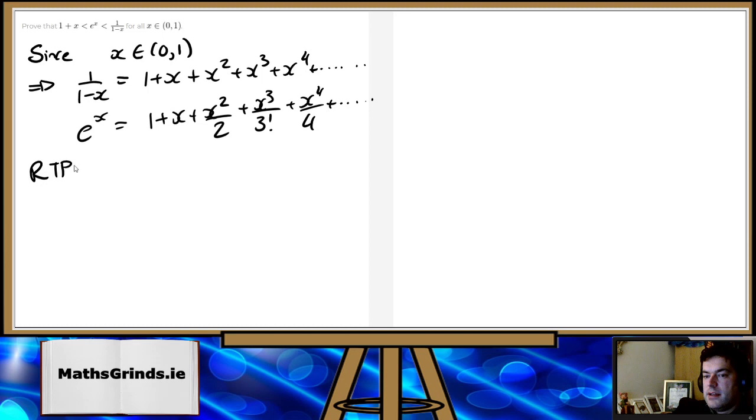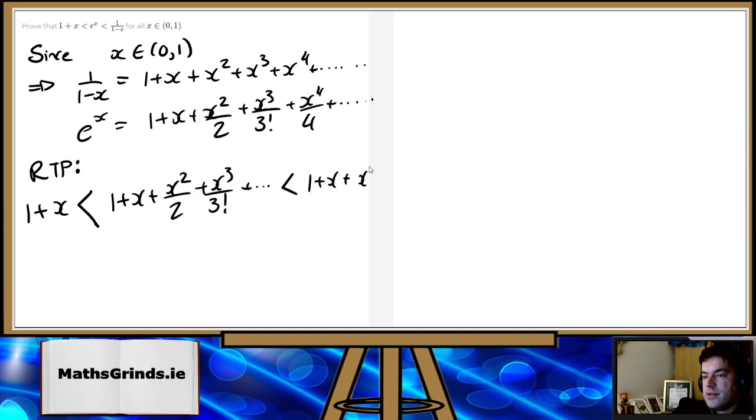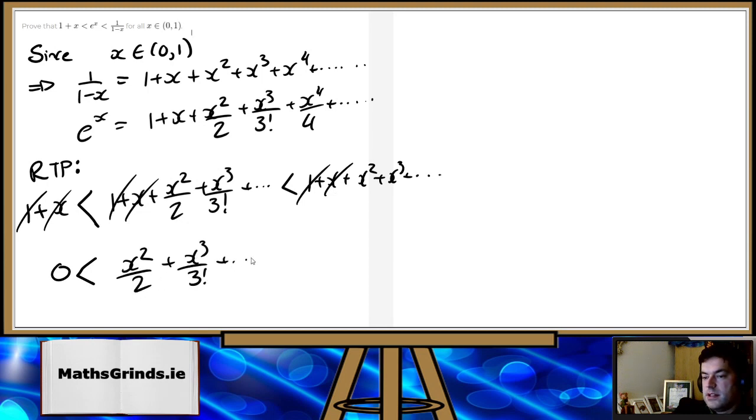If we sub that all in, that means we're required to prove that 1 plus x is less than 1 plus x plus x squared over 2 plus x cubed over 3 factorial, etc., which is less than 1 plus x plus x squared plus x cubed, etc. Subtracting 1 from each expression and subtracting x from each expression means we need to show that 0 is less than x squared over 2 plus x cubed over 3 factorial, etc., which is less than x squared plus x cubed, etc.